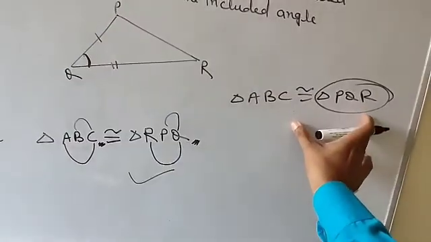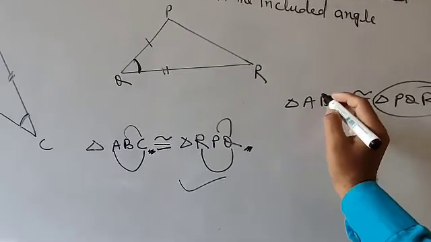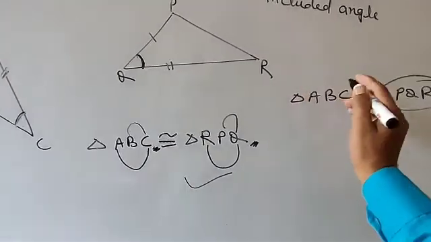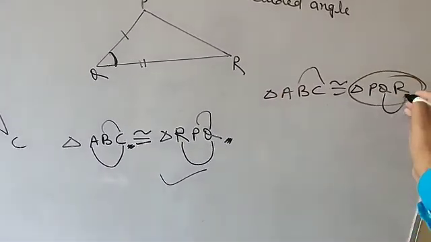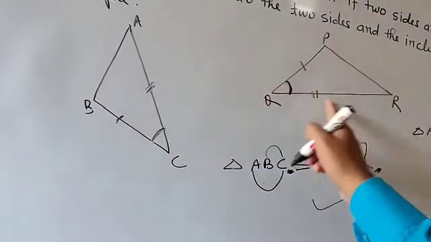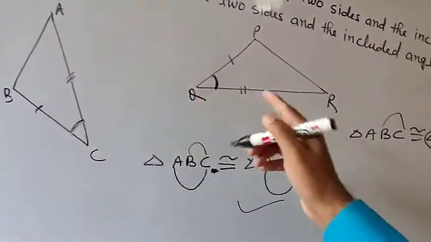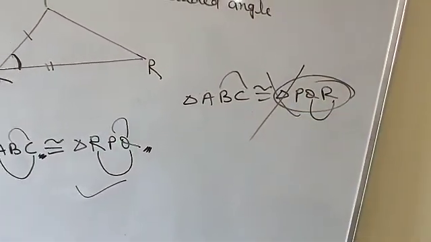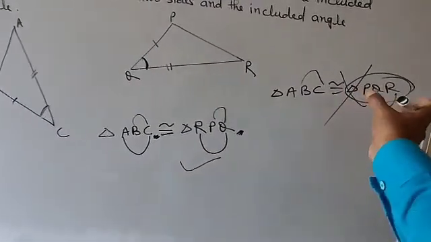If you search the correspondence here, according to that BC should be equal to QR, but BC is not equal to QR. BC is equal to PQ. So that is not going to follow the correspondence. So the triangle is same.